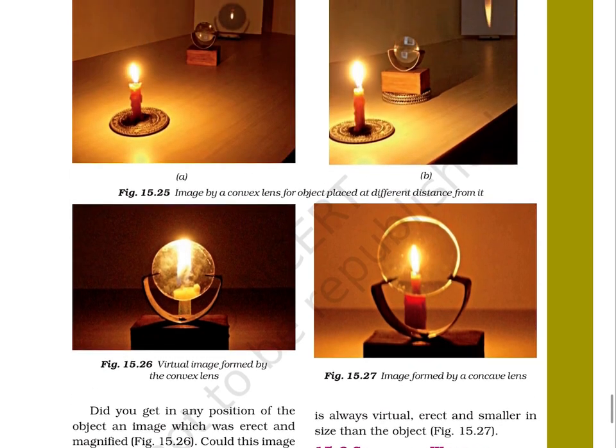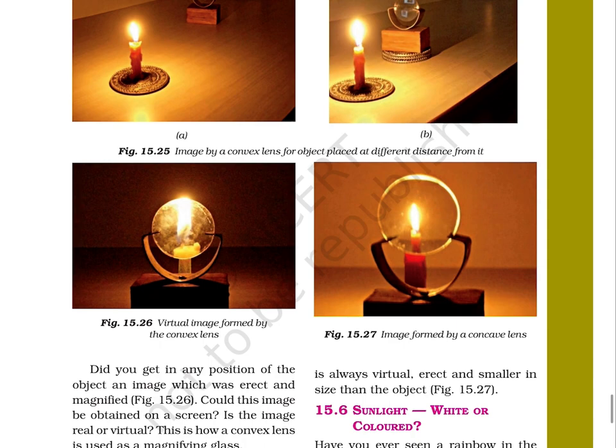Figure 15.25. Image by a convex lens for object placed at different distances from it. In the first picture, the image formed appears to be small in size. When the candle is brought close to the lens, the image seems to be magnified. Figure 15.26. Virtual image formed by the convex lens. Here, we can observe a magnified image. Figure 15.27. Image formed by a concave lens. Here, we can observe a smaller image.